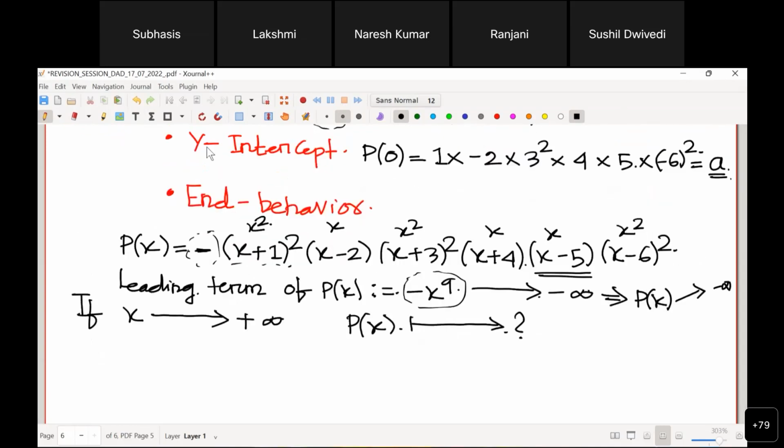So that means the polynomial will go towards minus infinity. Now we have computed at least the positive direction end behavior, that is x going towards plus infinity, and that is enough for us to draw the graph of the polynomial. We don't have to consider the negative direction. One direction is enough for us to draw the graph.